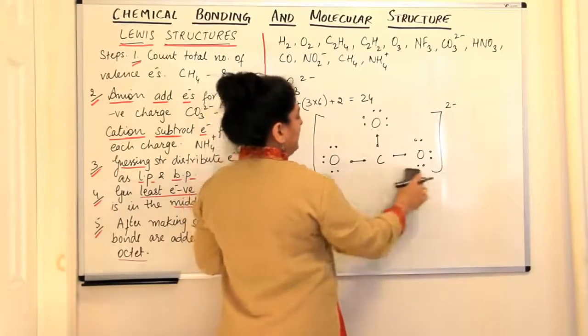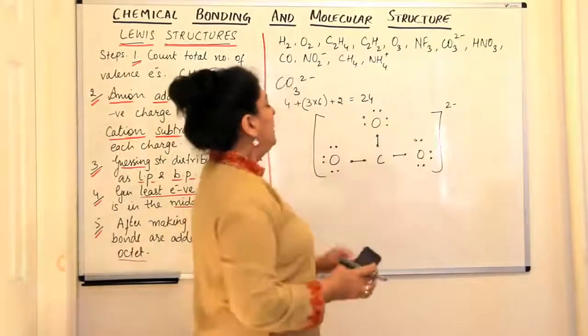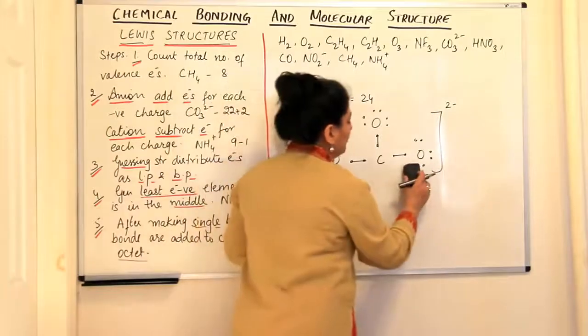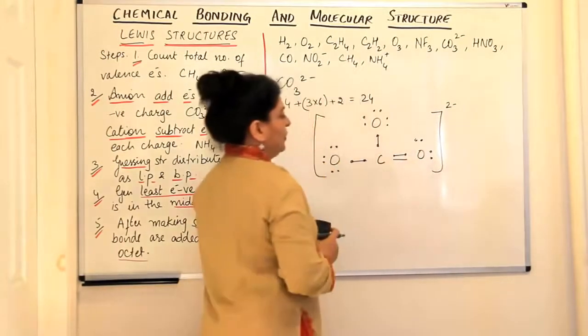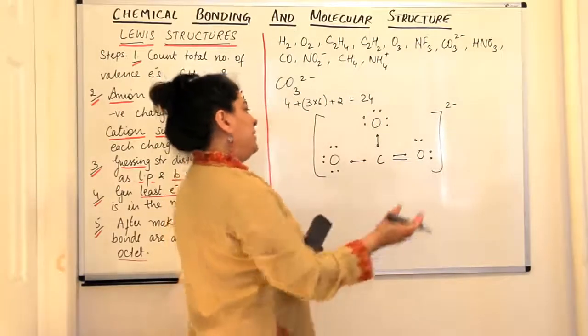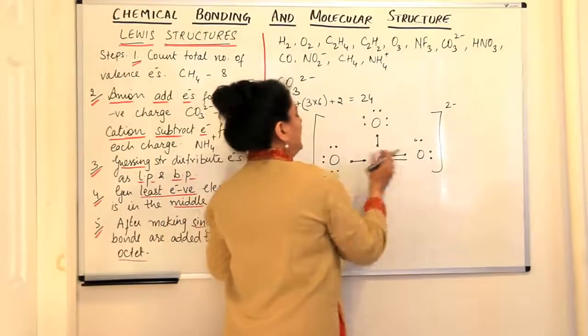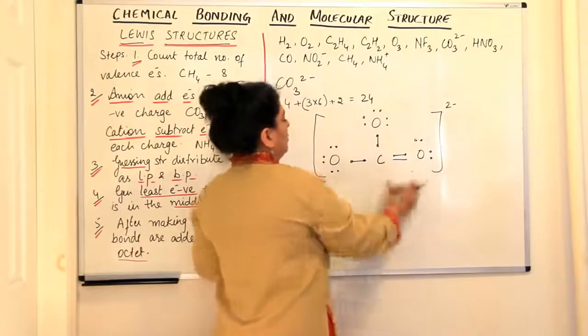This one also has 8, this also has 8. The oxygens are satisfied, only carbon is not. If I just move one pair of electrons here and make a bond here with that pair of electrons, if this oxygen shares these 2 electrons here, then it forms a carbonate ion.